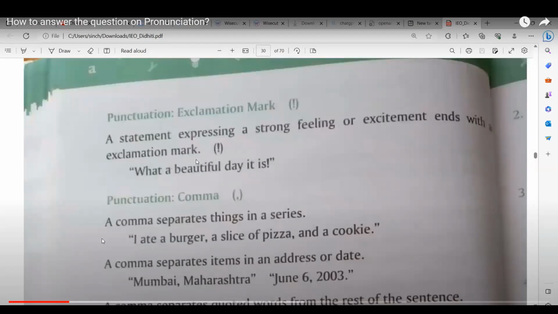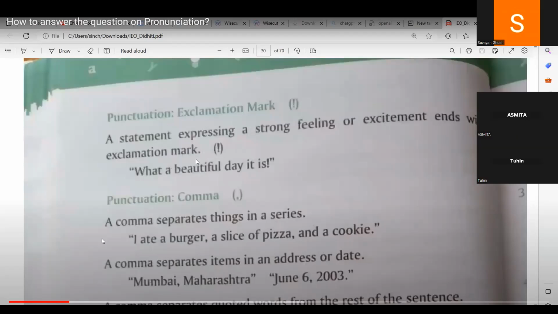Shruti, yes, ma'am. Tuhin and Ashmita, is it clear to all of you? Yes, ma'am. Yes, Tuhin, is it not clear to you? Yes, ma'am, I am clear. Okay, now next. Shruti, can you give me an example of a sentence where we use a comma?